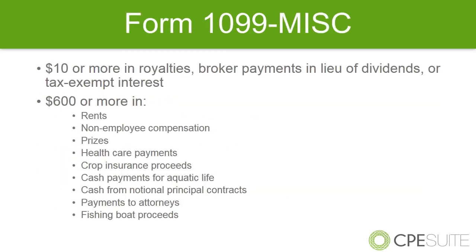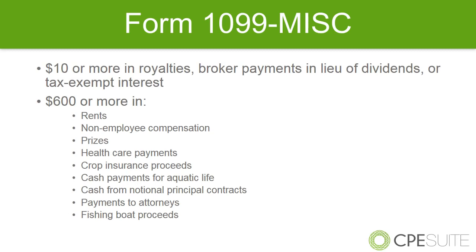Let's take a specific look at Form 1099 Miscellaneous. A taxpayer is required to file a Form 1099 Miscellaneous when they have paid $10 or more in royalties, tax-exempt interest, or broker payments in lieu of dividends. This is one of the rules on 1099s that a lot of us probably aren't familiar with. We're much more familiar with the $600 rule.